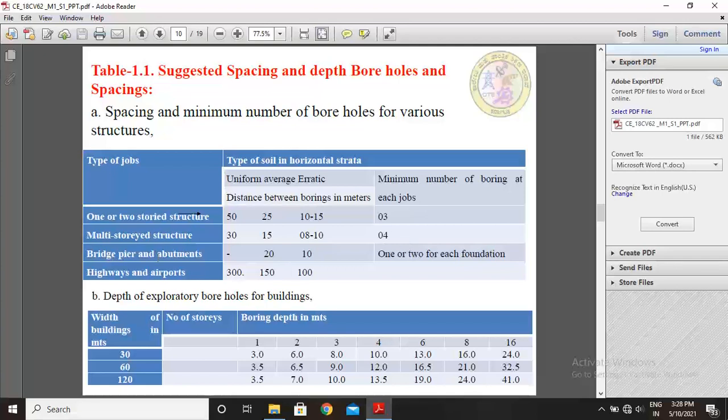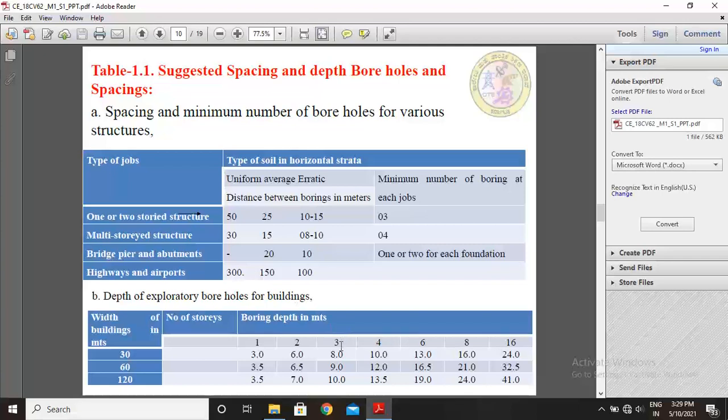For bridge piers and abutments that are required to be constructed, the distance is 20 or minimum 10 meters, 1 or 2 for each foundation. Next, highways and airports. If the project is highways and airports, the spacing from boring to boring is 300 meters, or 150 meters, or 100 meters.